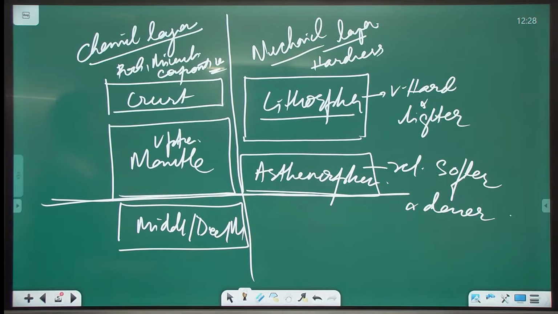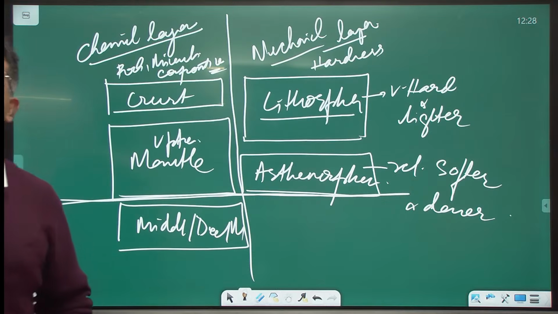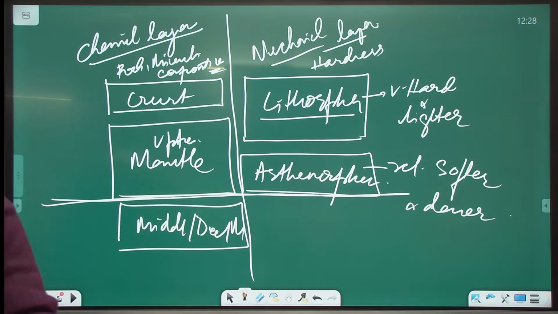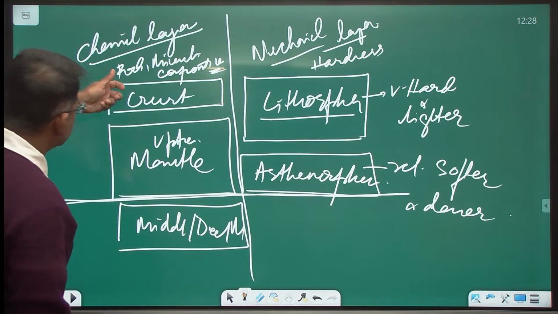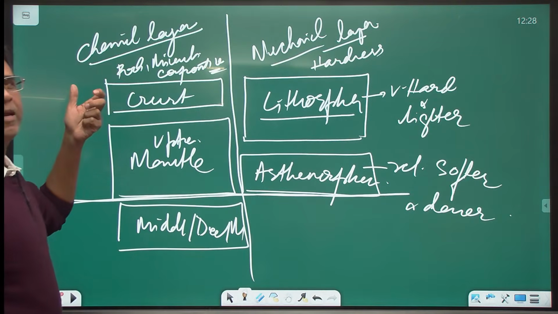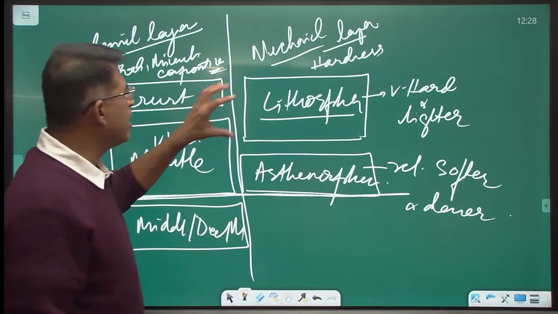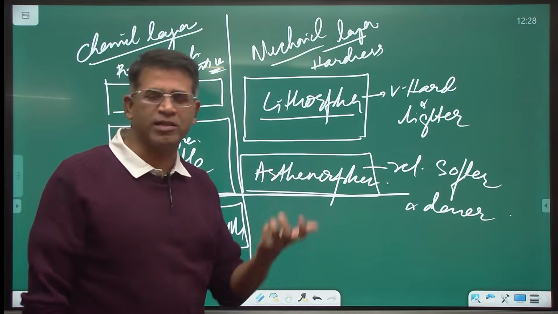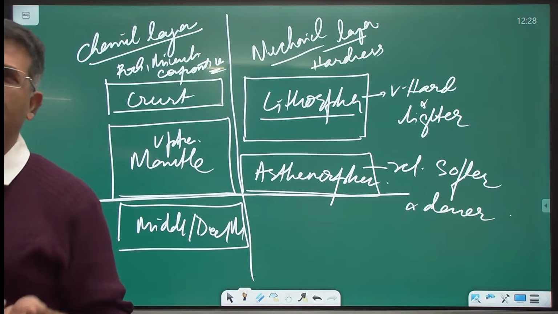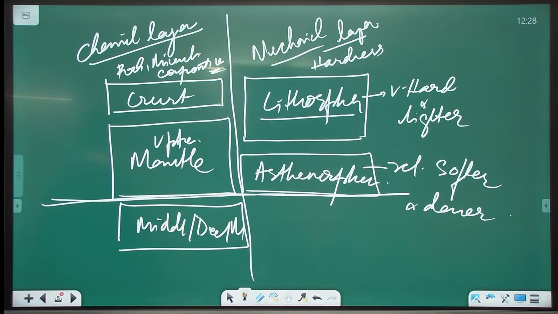The previous one, here you are. Jyoti. We have a chemical layering. Okay, we have a mechanical layering. The chemical layering is based on rocks kya hai, minerals kya hai, composition kya hai. And the mechanical layering is based on how hard the layers are. How hard they are, how soft they are. Okay.